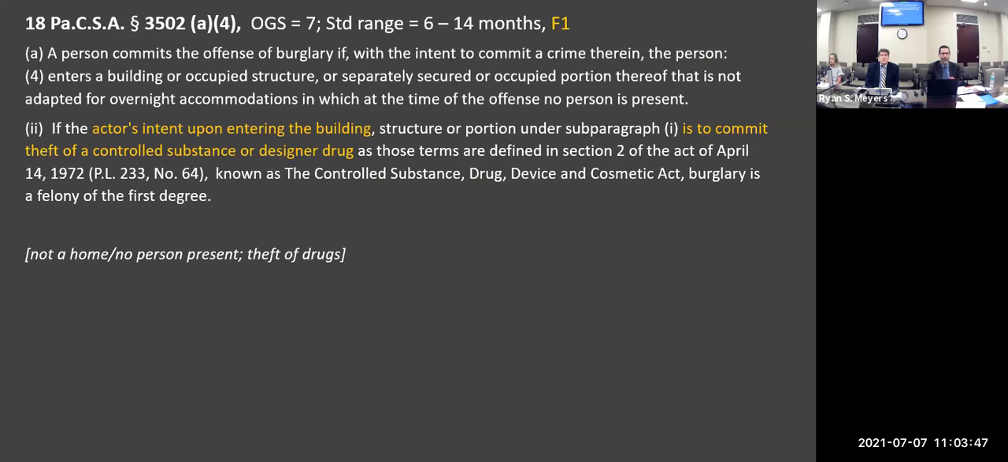So I'll end on this last one, which is very simple because we have no data. And this is the A4, but when it involves a theft of drugs. So not a home, no person present. So instead of being a felony 2 offense, it's a felony 1 offense.